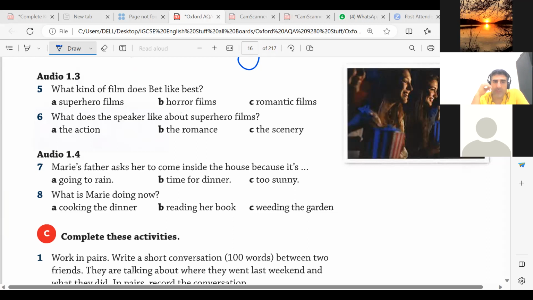Okay Akram, can you answer please? Yes. What kind of film does Bet like best? Romantic. How did you know? She wanted to see a movie called Breaking In or something like that, and it was romantic but sad. Love stories, yes. Love stories.